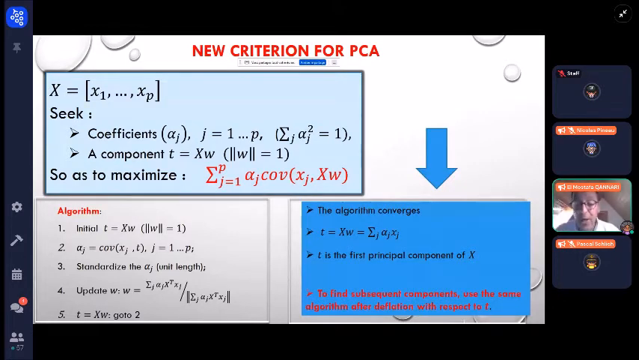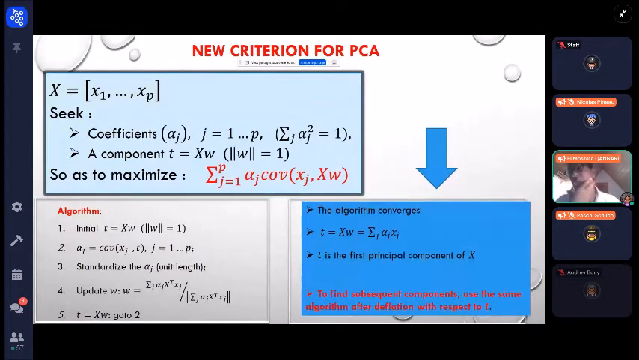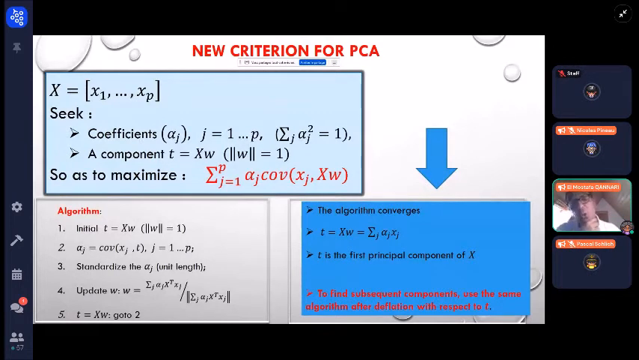In order to find subsequent components, you use exactly the same algorithm after deflation with respect to T. I think that you are familiar with this principle of deflation. Deflation consists in removing what is already explained by T, in this case. You start again.